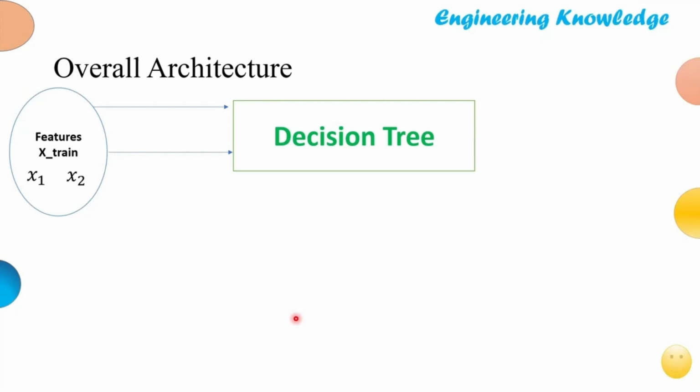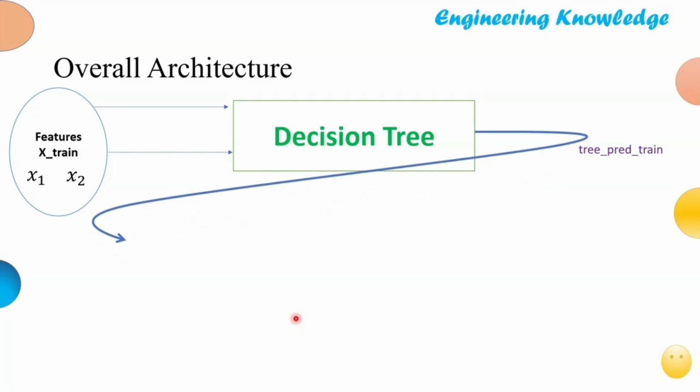I'll use a decision tree. The decision tree will then give me tree_pred_train. This is the output, right? So what I will do is give this output also to my deep learning model apart from X1 and X2, which means now the inputs are X1, X2, and the output of the decision tree.